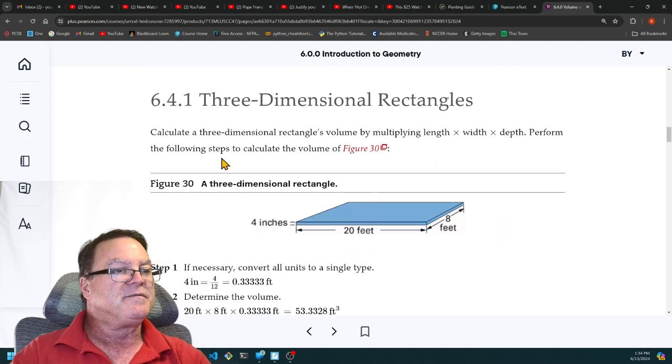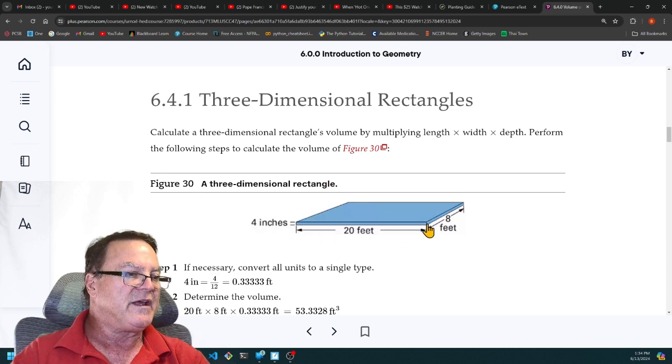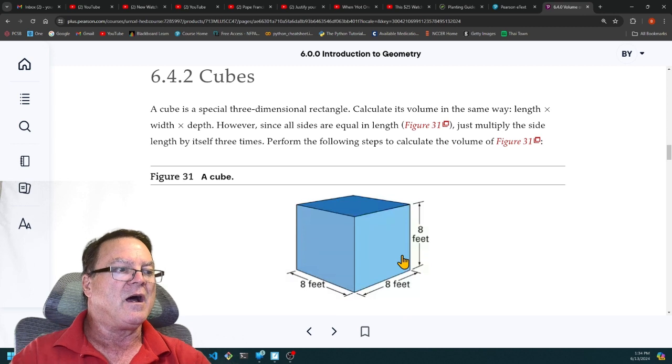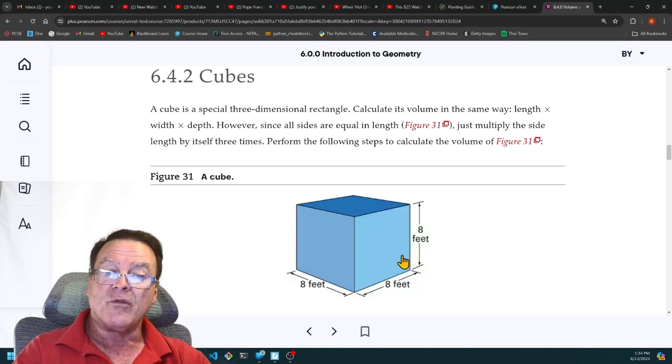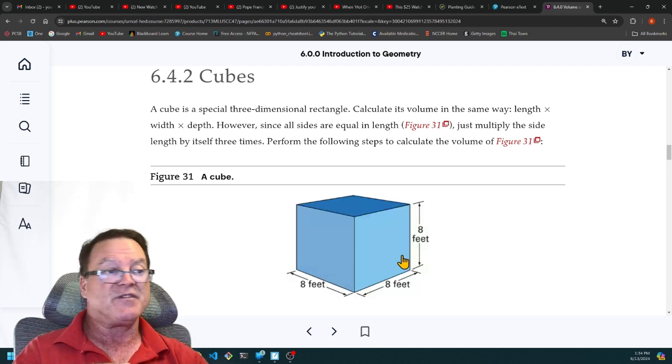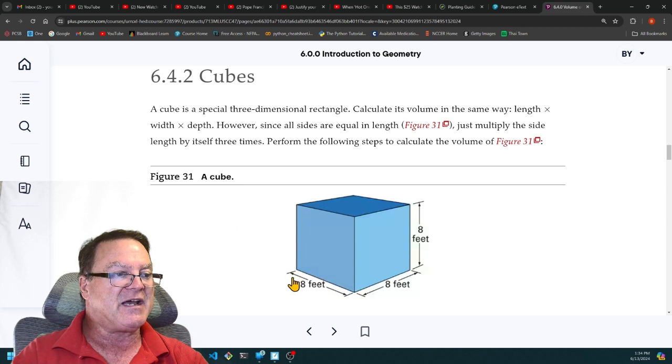3-dimensional rectangles, same thing. We're going to do length times width times depth. Cubes. A cube is a special 3-dimensional rectangle. Calculate its volume in the same way. Length times width times depth. But all 3 of those measurements are going to be the same if it's a cube. So you could just say 8 times 8 times 8 in order to get the cubic volume of this, or the 3-dimensional volume of this cube.